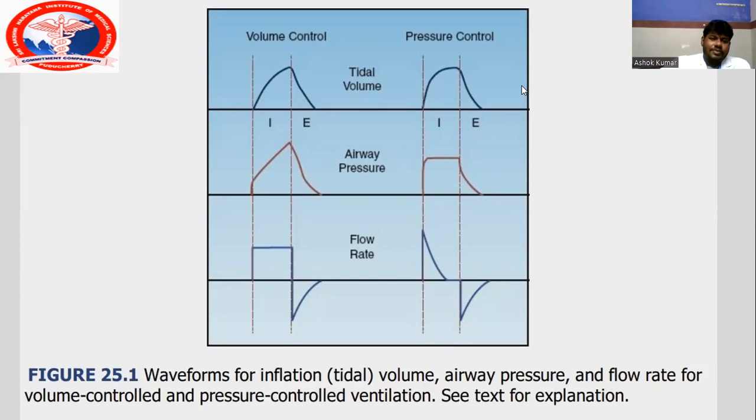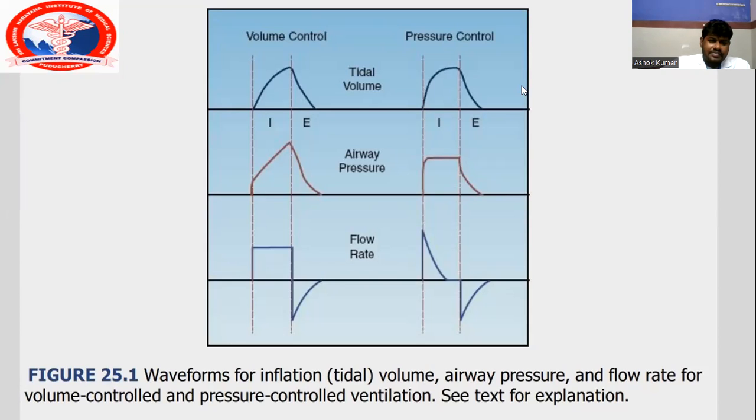And second will be the airway pressure graph. In the airway pressure graph for volume control ventilation, the flow is constant. Because the inflation volume is pre-selected, the airway pressure increases during inspiration and decreases during expiration.